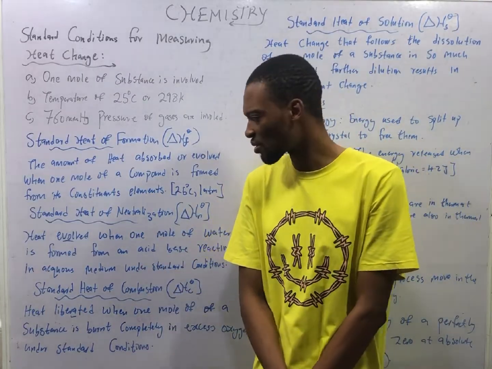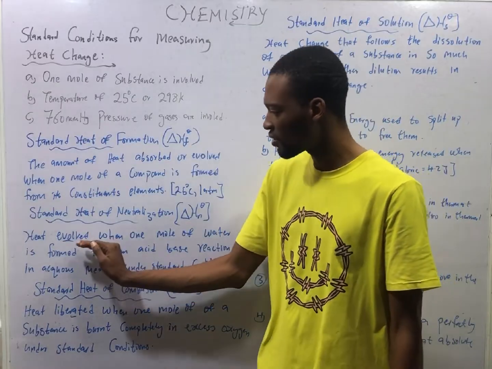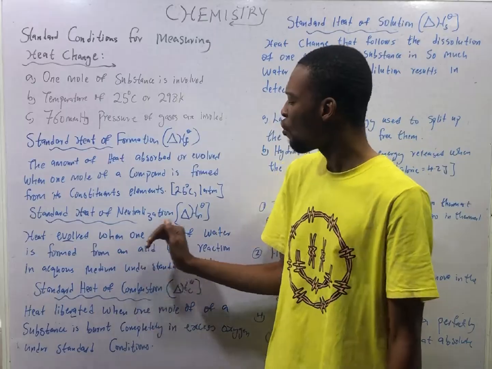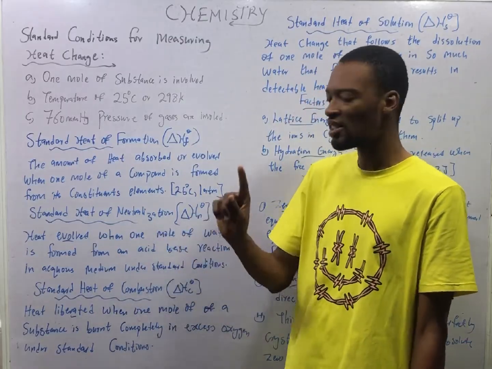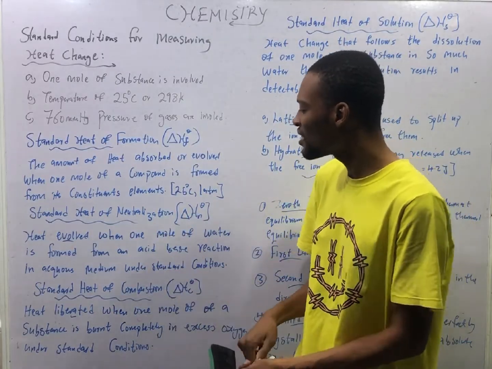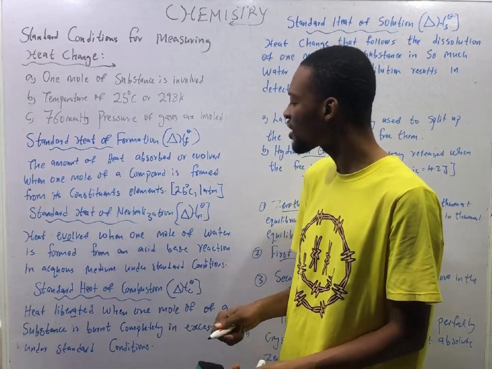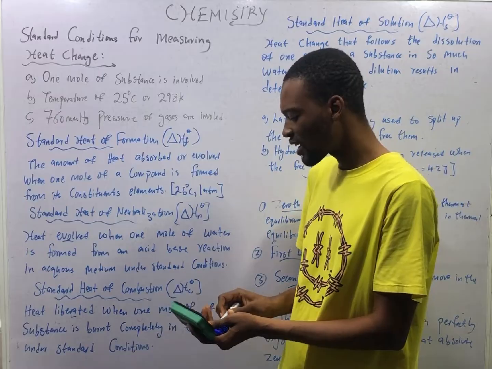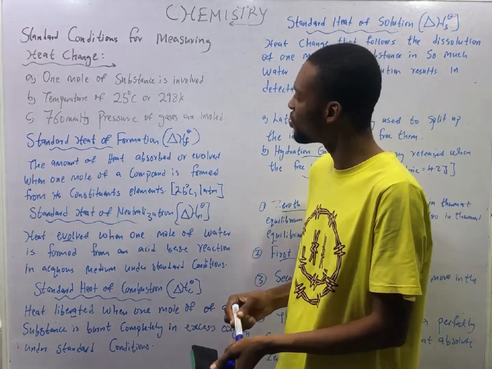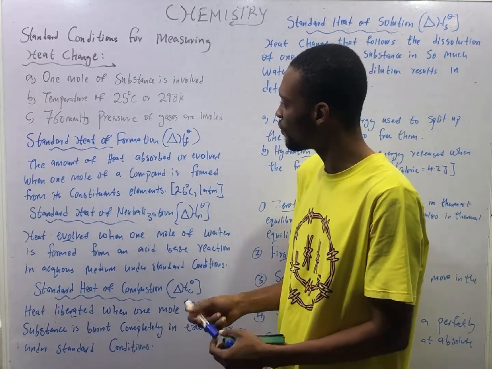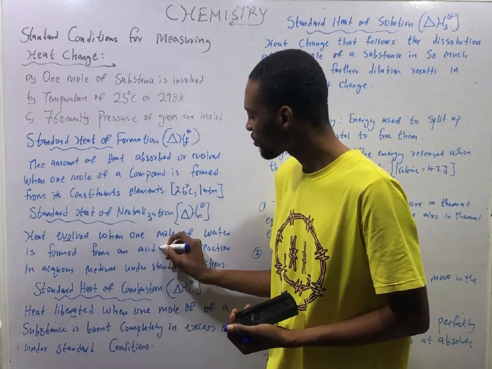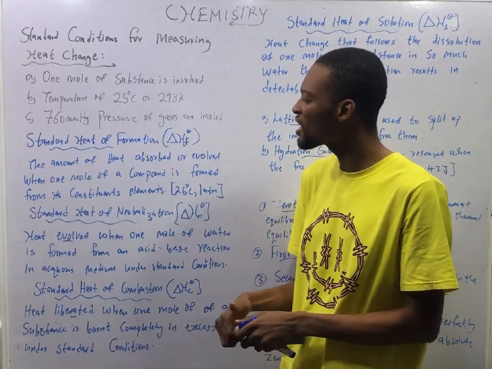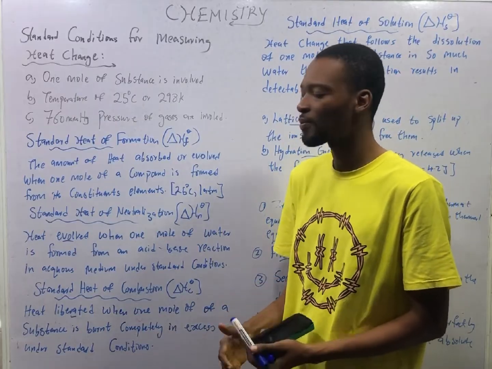Now we have the standard heat of neutralization, delta Hn theta. Standard heat of neutralization is the heat evolved, which means it is always exothermic. It is the heat evolved when 1 mole of water is formed from an acid-base reaction in aqueous medium under standard conditions. And these are the standard conditions: 1 mole of a substance is involved, temperature is 25 degrees Celsius, and 760 millimeter mercury pressure is involved.